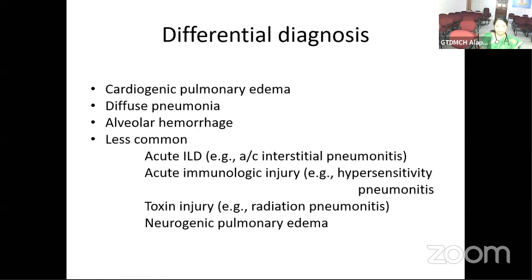So cardiogenic pulmonary edema, neurogenic pulmonary edema, then diffuse pneumonias, alveolar hemorrhage, all these things are common differential diagnoses. Then less common: acute interstitial lung disease like an interstitial pneumonitis, acute immunologic injury like hypersensitivity pneumonitis, toxin injuries, neurogenic pulmonary edema, all these things are uncommon causes. But we should also keep in mind that these conditions may also give a similar picture in the X-rays. So cardiogenic pulmonary edema is the commonest differential diagnosis that you should consider.